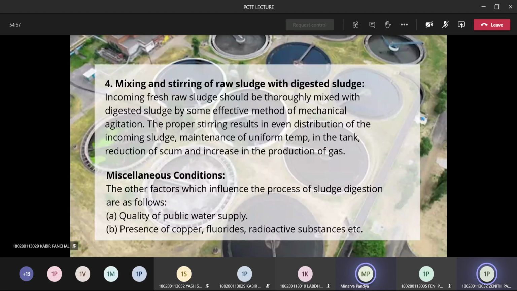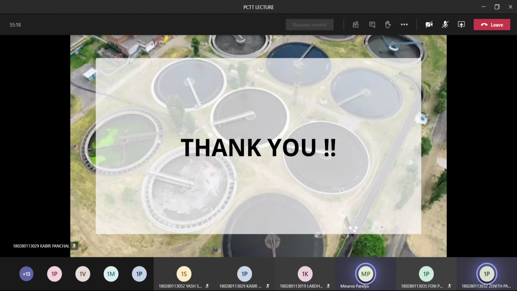There are some miscellaneous conditions, other factors which influence the process of sludge digestion. These are the quality of public water supply during the process, and the presence of copper, fluorides, and radioactive substances during the sludge digestion process. Next. Thank you. This is the end of our presentation.